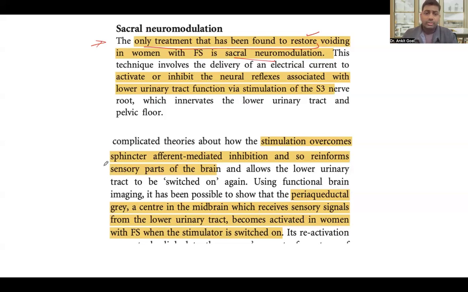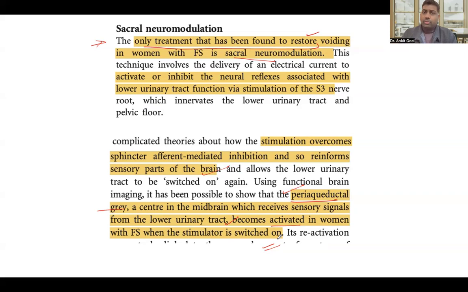How does it work at the higher center? It is seen that this stimulation will also reinform the sensory part of the brain. How does it do it? The periaqueductal gray matter is a center in the midbrain, and it also receives sensory signals from the lower urinary tract. When sacral neuromodulation is done, this center also becomes activated in women. So women start feeling the sensation to void, which was absent previously. The component of 1 liter being present without any sensation is also treated, and the abnormal activity is also relieved. So that's how sacral neuromodulation is the best treatment and the standard recommendation as per the literature.